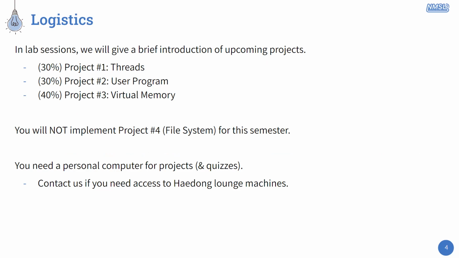And also, in the lab sessions throughout this semester, we will give a brief introduction of upcoming projects. This ratio of project scores could be tentative. Project number 1 would be released next week, Wednesday, and it's about implementing threads. Project number 2 is about user program, and project number 3 would be about virtual memory. In this semester, you will not implement project number 4, file system. So we expect the load would be slightly easier.